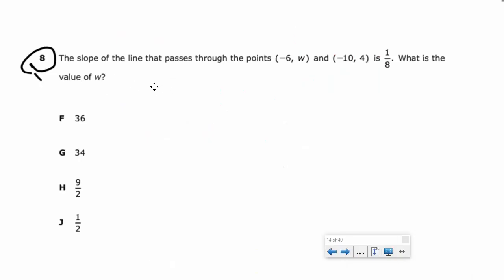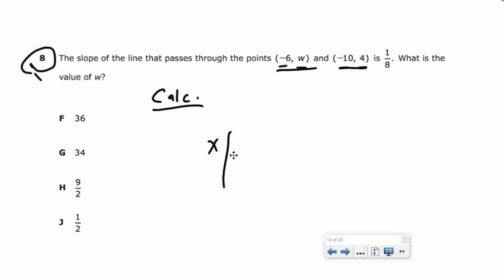Okay, let's take a look at the next question, number 8 here. The slope of a line that passes through the points (-6, W) and (-10, 4) is 1/8. What is the value of W? I suggest you use a calculator. This is a calculator problem. Okay, so basically when they give you 2 points, you should put this in a list and spreadsheet. So you have 2 points here.